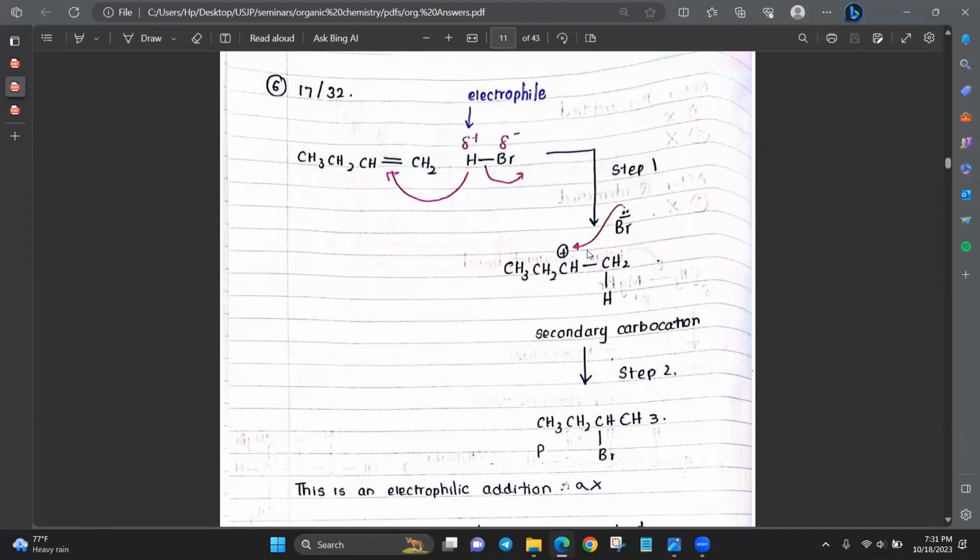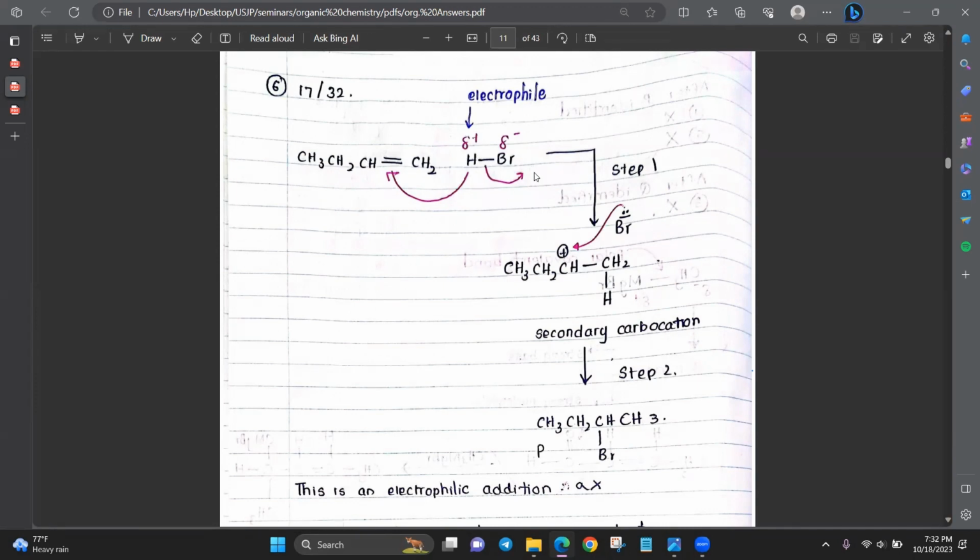So in step 1, what happens? The delta plus attacks this. Then this is not a double bond anymore. According to Markovnikov's law, hydrogen will get added to the carbon which has more hydrogen. Now in this one, hydrogen is more on this side, right? So the hydrogen will get attached to this carbon. Then this carbon will get plus.